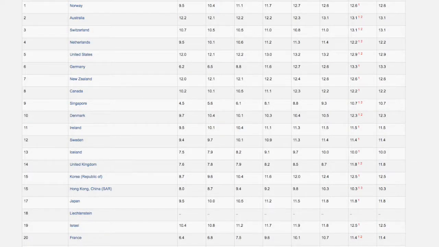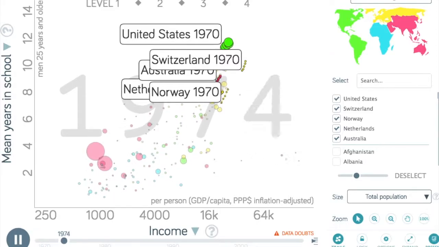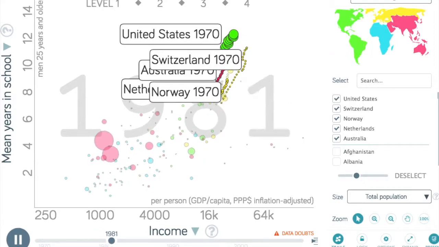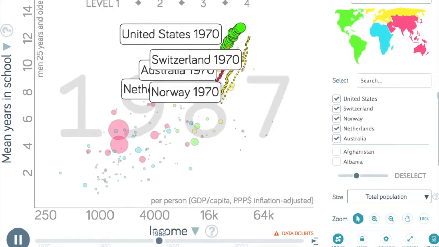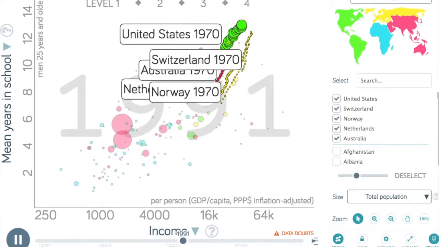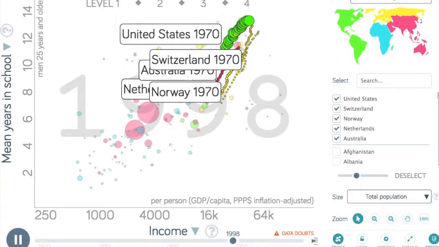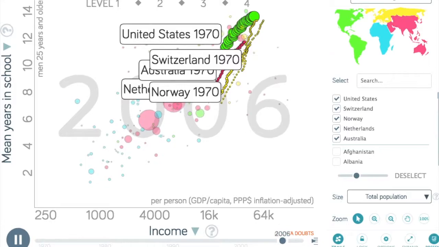Gapminder does a great job showing the positive relationship between income and mean years in school in higher human development countries. Shown on the graph are the top 5 HDI ranked countries. As seen on the graph, these countries start with some higher mean years in school. This is due to many factors such as mandatory schooling and more resources available for extending education.